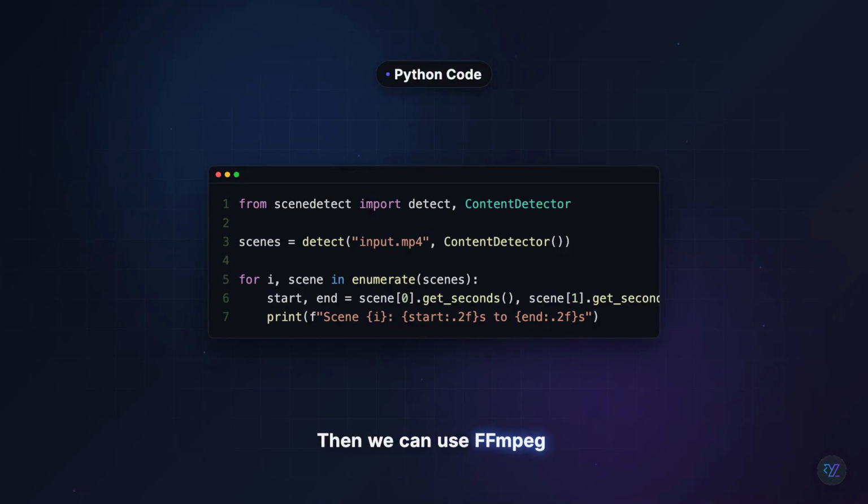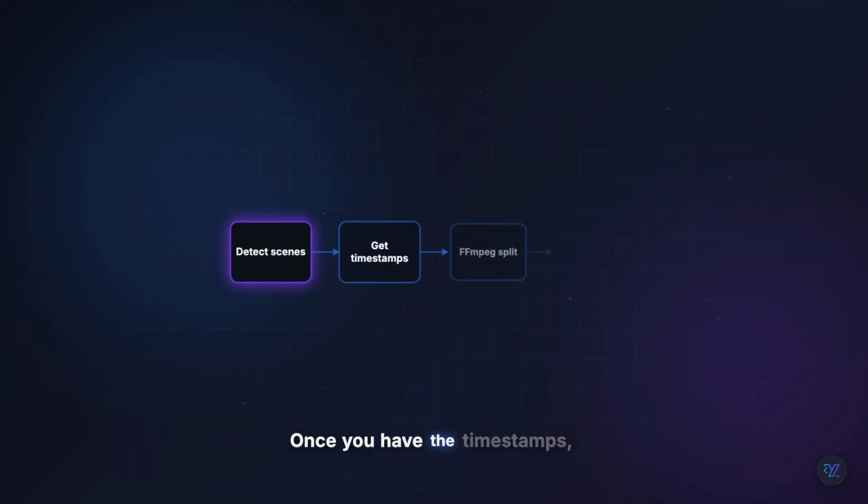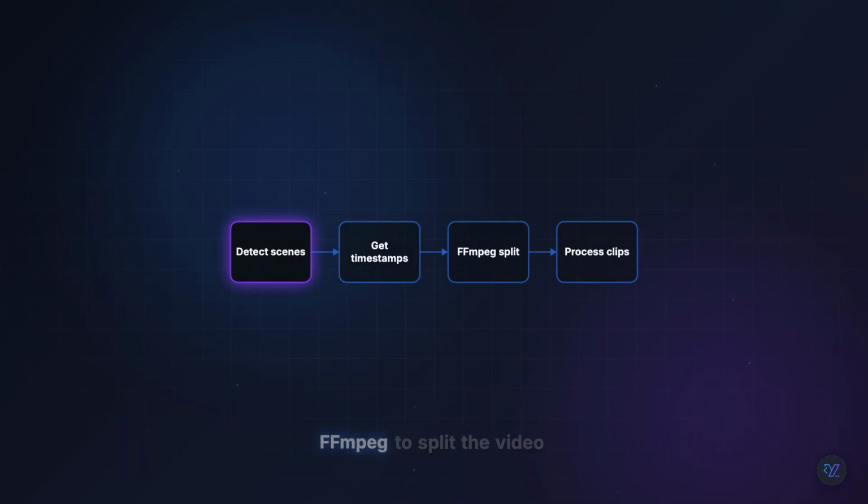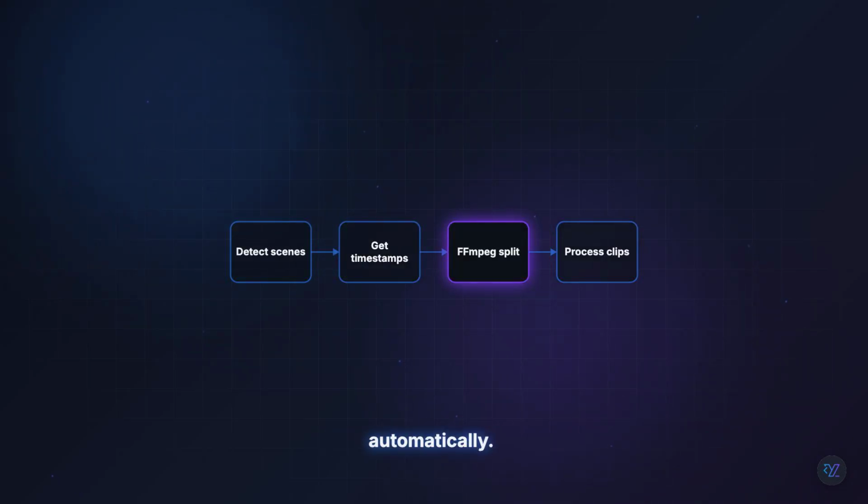Then we can use FFmpeg to split the video at those timestamps automatically. Once you have the timestamps, you can feed them into FFmpeg to split the video into clips. Then you can rename, trim, or even transcribe each clip automatically.